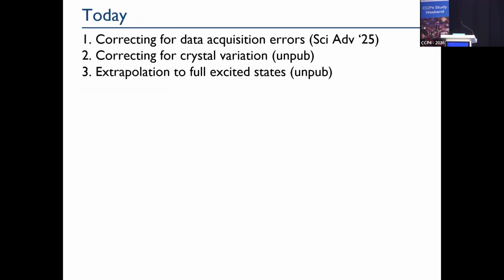So I'll try to get to three things. I can't promise I will get through everything. I'll first talk about how we work on correcting data for data acquisition errors, which just got published. Then I'll talk about corrections for crystal variation, and finally about extrapolation to full occupancy.